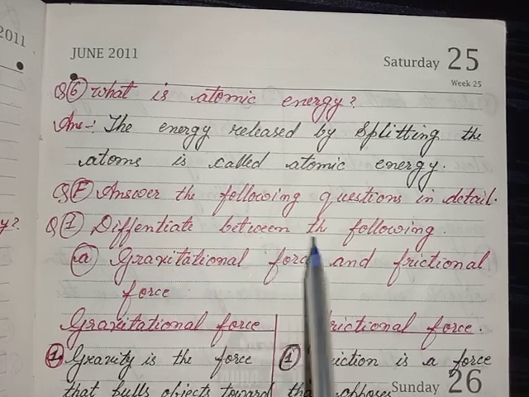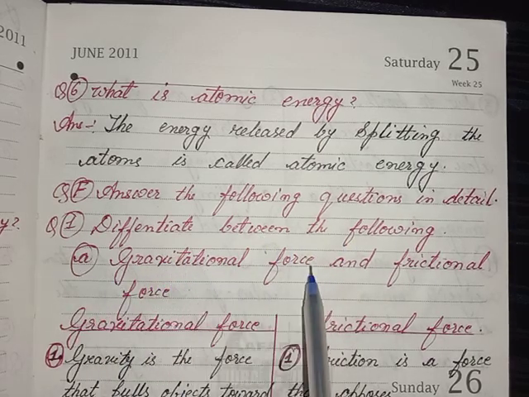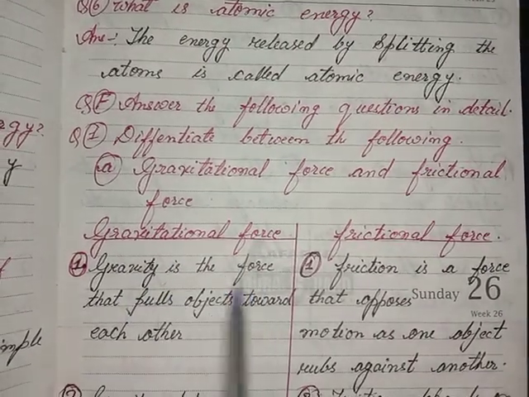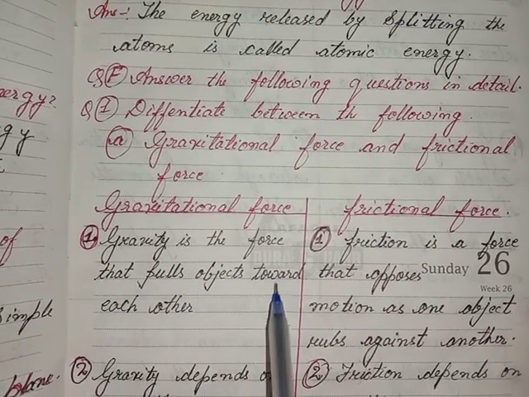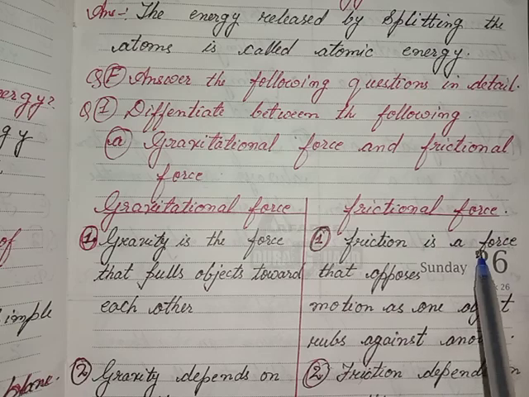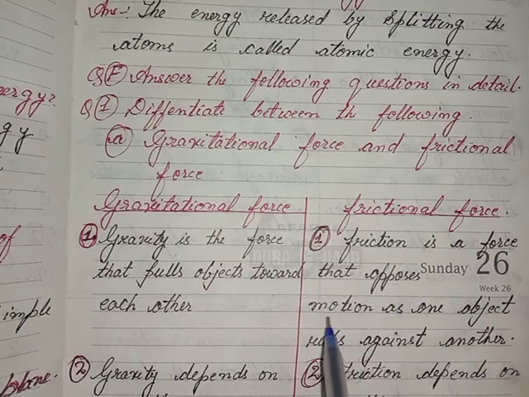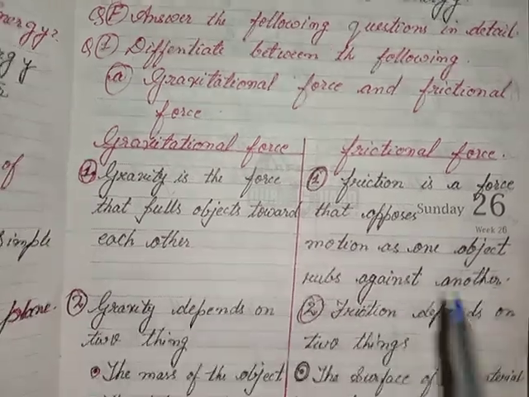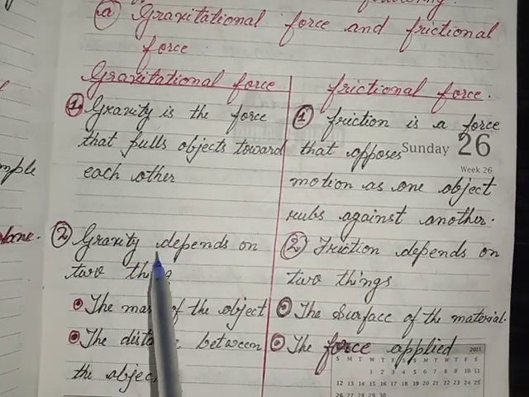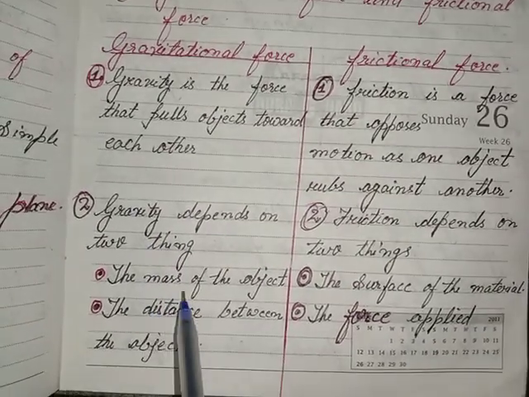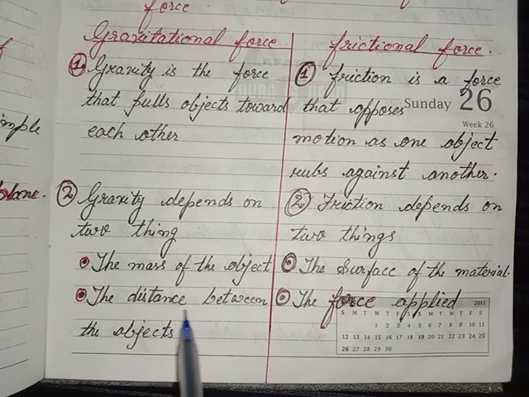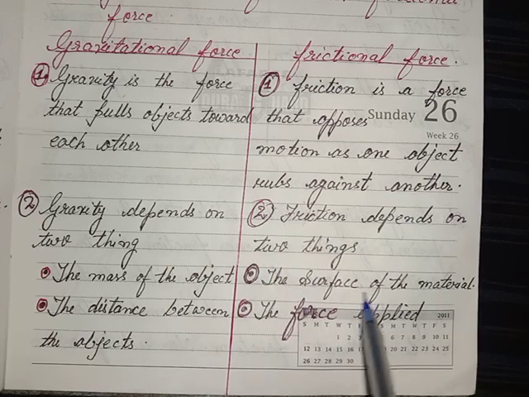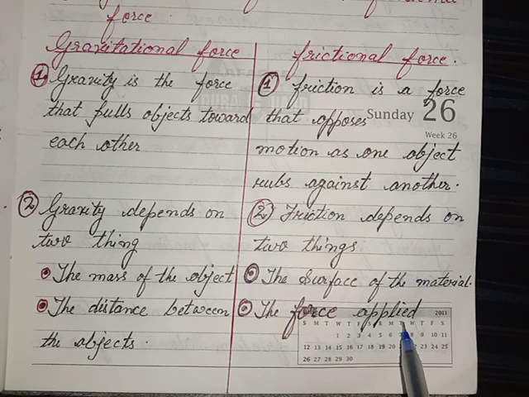First, differentiate between the following: gravitational force and frictional force. Gravity is the force that pulls objects towards each other. Friction is the force that opposes motion as one object rubs against another. Second, gravity depends on two things: first, the mass of the object; second, the distance between the objects. Friction depends on two things: first, the surface of the material; second, the force applied.